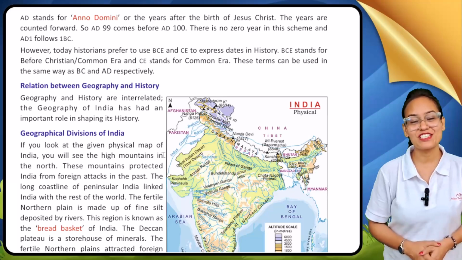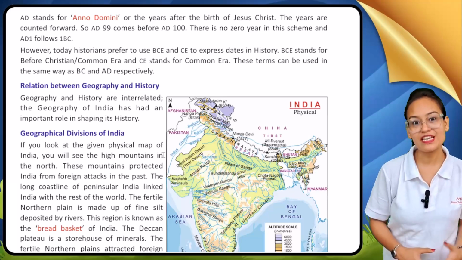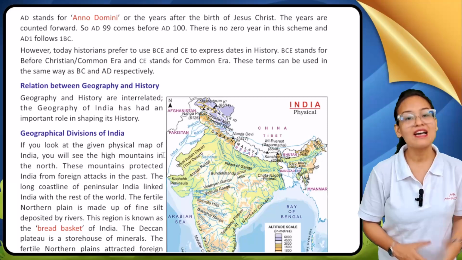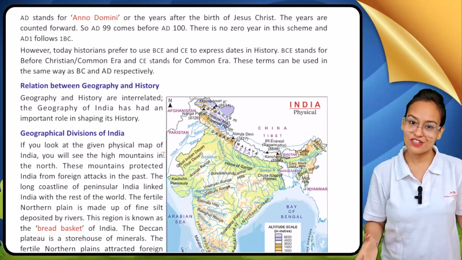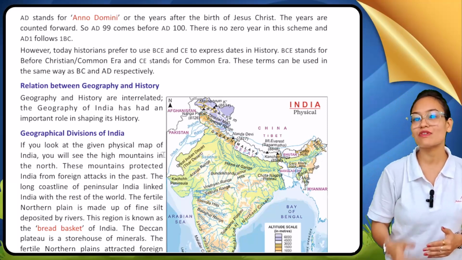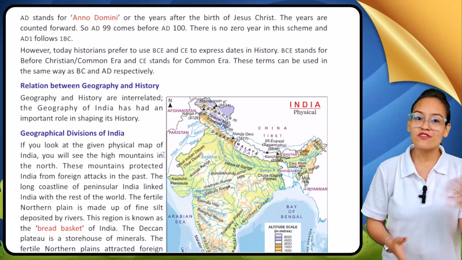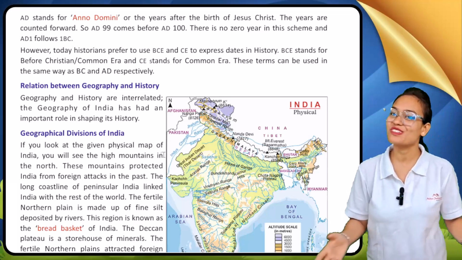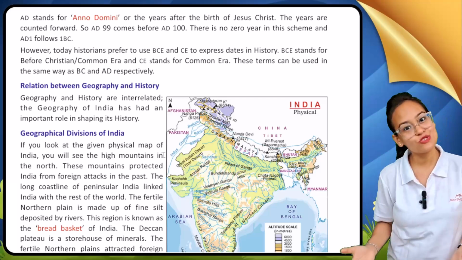In our today's session, my dear students, we are going to see chapter number 4. The chapter is divided into parts, and today we are going to start with part number 2. Previously we have discussed what is the meaning of history and what are the sources of history.